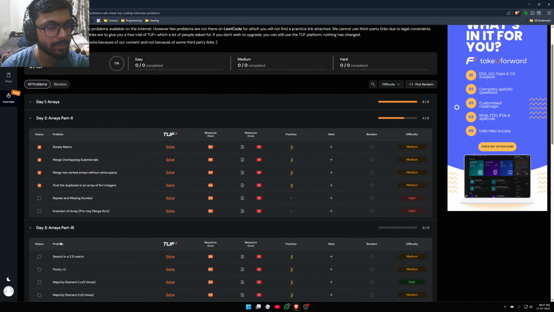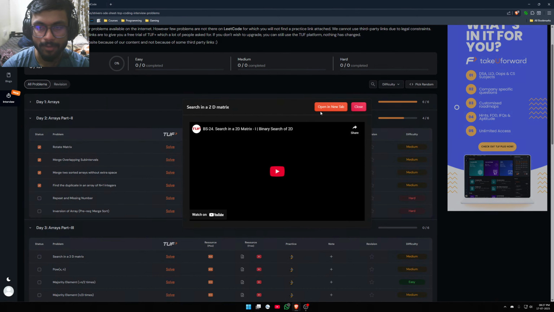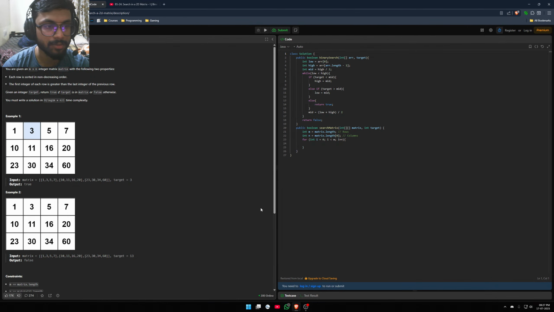So yeah, let's just start from the search in 2D matrix, okay? I'll just open it up anyways. I've already tried to do this. I don't think it's working, but I'm not sure. Okay, so what are we doing here exactly?